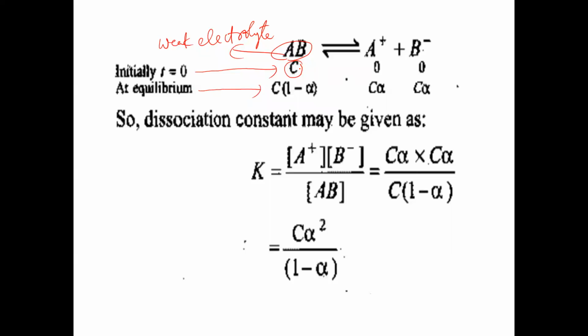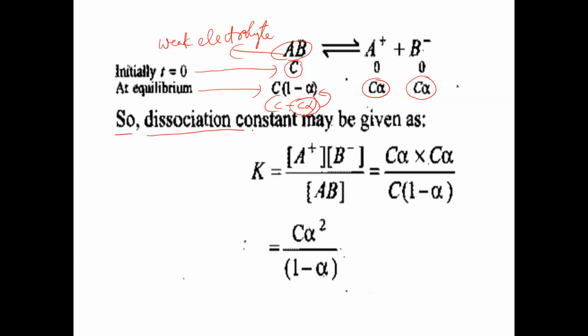How much of this is dissociated? C minus C alpha is dissociated. The same thing we have written in the form of C of 1 minus alpha. If C alpha is dissociated, C alpha should be formed, because 1 mole of AB gives 1 mole of A plus. So C alpha of AB will give C alpha of A plus. In the same way, B minus formed is C alpha.